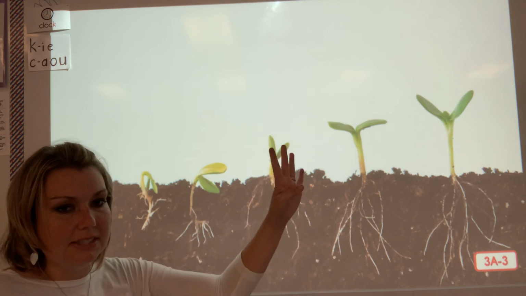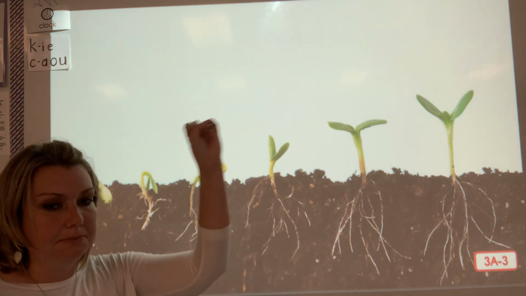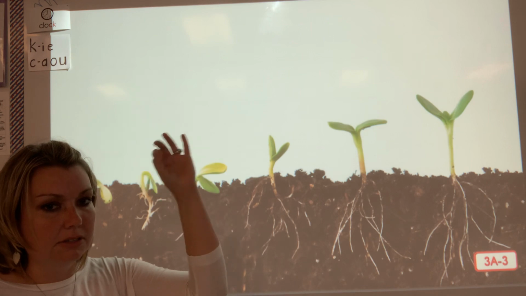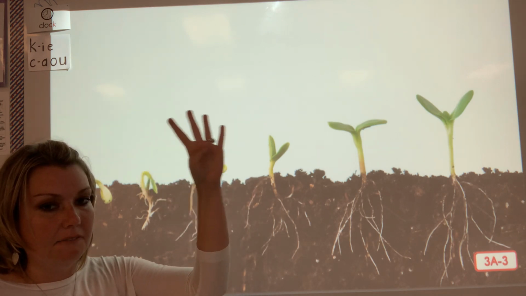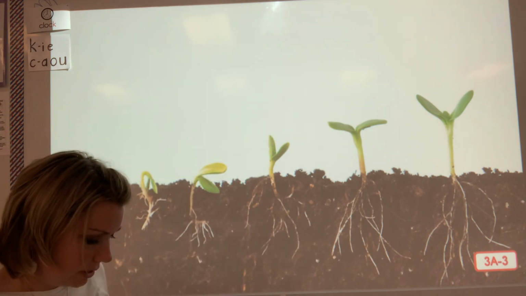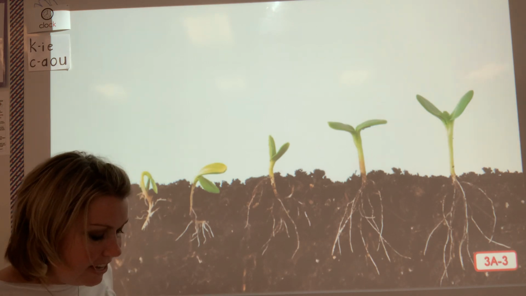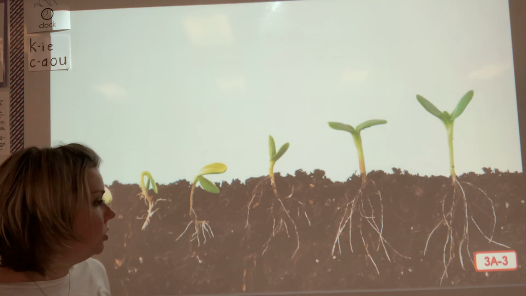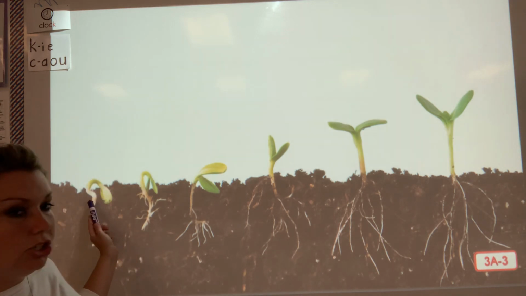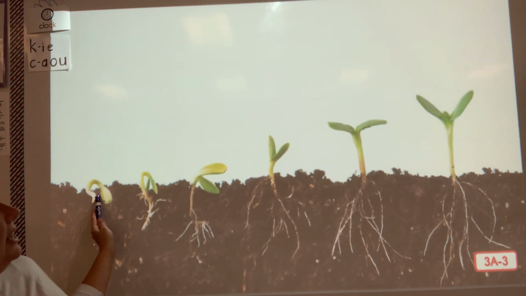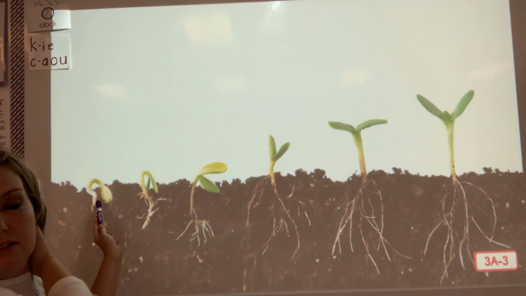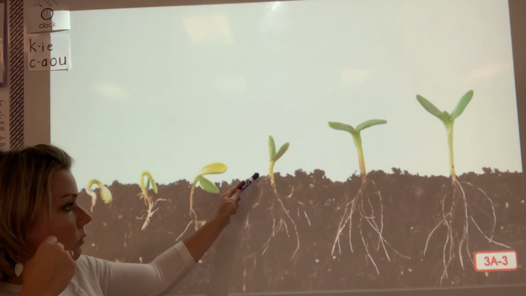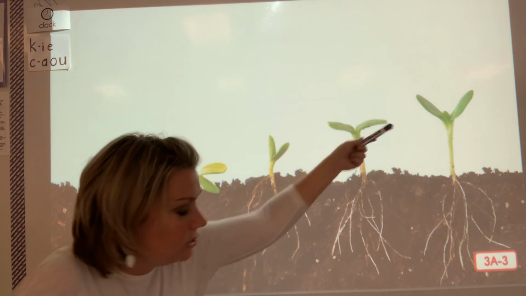What are the four things again plants need to survive? Water, air, sunlight, food. All right. This image shows the plant's growth from germination to a seedling. So a germination is where you just plant the seed and the seed breaks open. That's germinating. Then it begins to grow into a seedling.